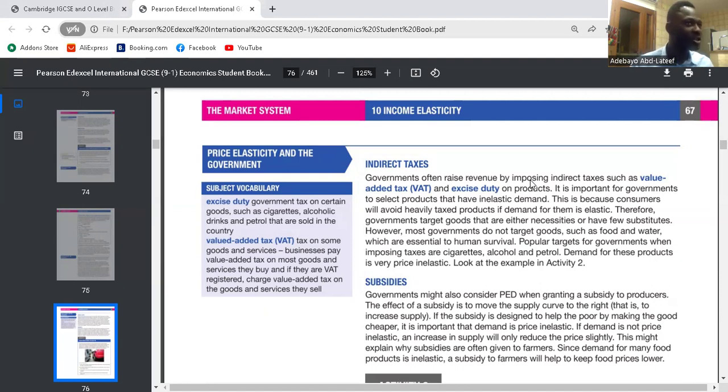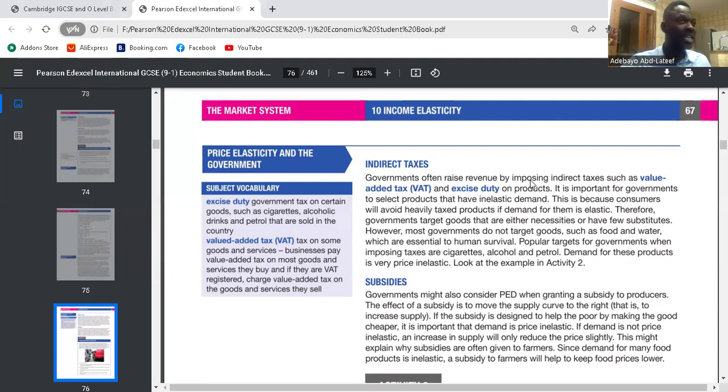So government takes decisions too. But government will not tax products that are price elastic. If it is a product that is price inelastic, government will impose taxes on them because, no matter what happens, people will buy these products. Most of the time, government will charge taxes on these products because they are mostly demerit goods. Do you get the point here?